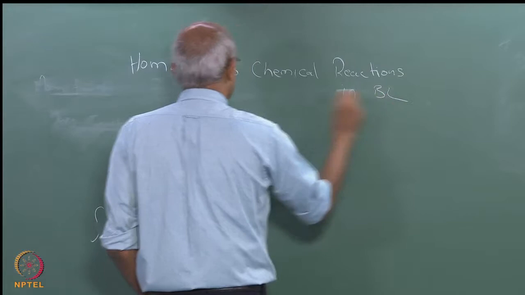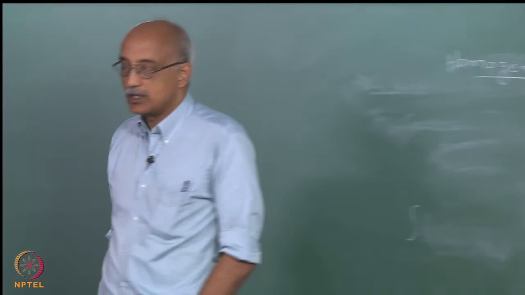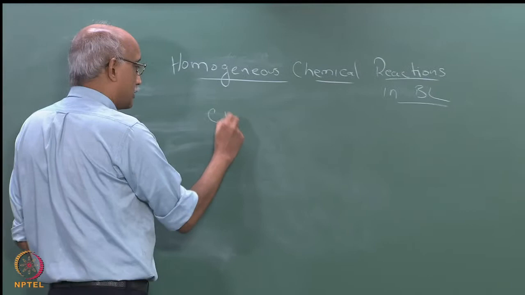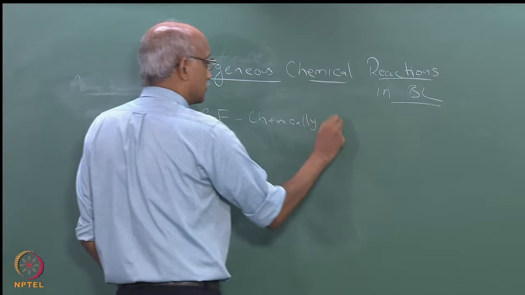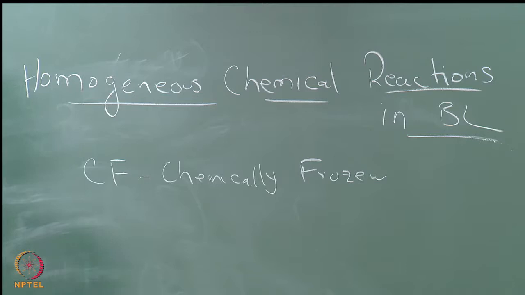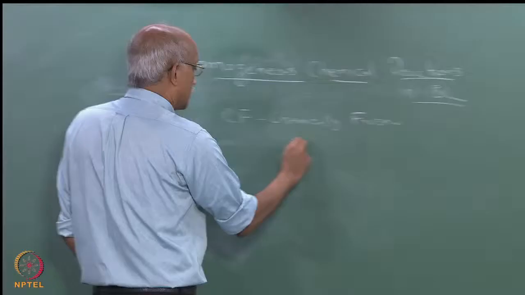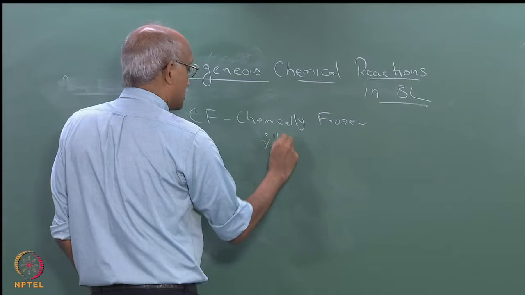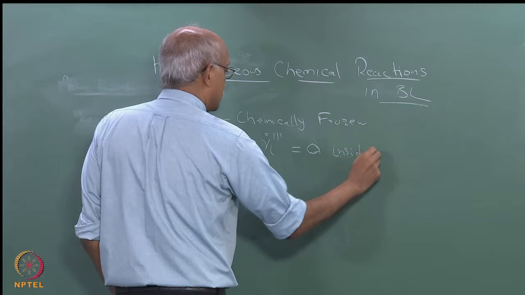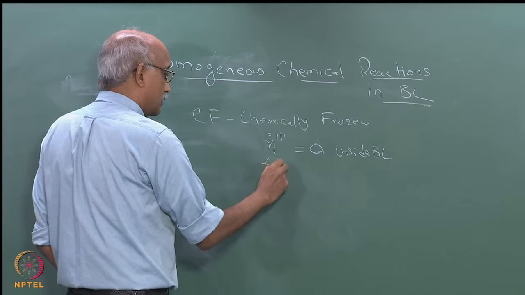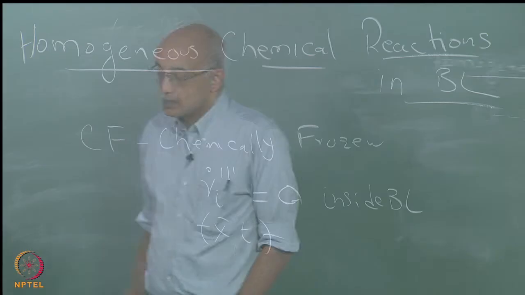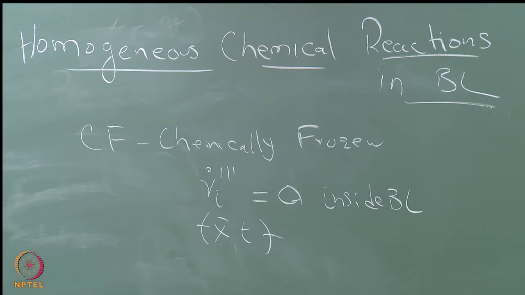So when we talk about homogeneous chemical reactions in the boundary layer as an analogy breaking mechanism, the extreme case is called the chemically frozen case. Which implies essentially that all rates of reaction go to zero inside the boundary layer. This is for all x and t values. So the reason we do that is simply to make it more tractable from an analysis viewpoint.